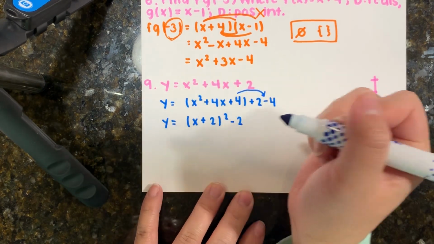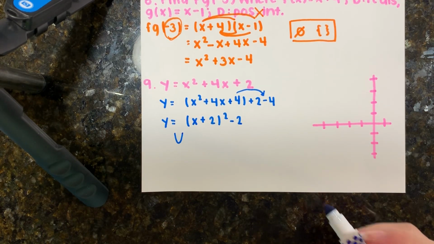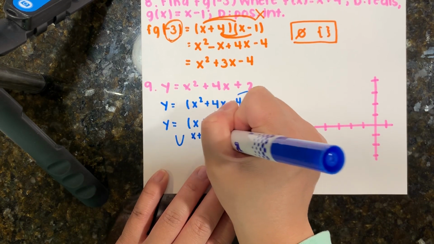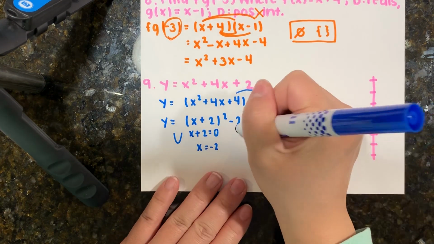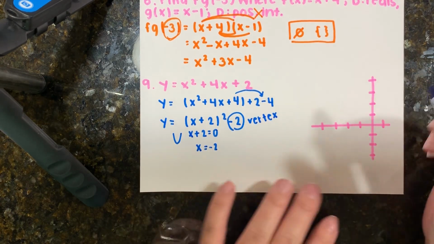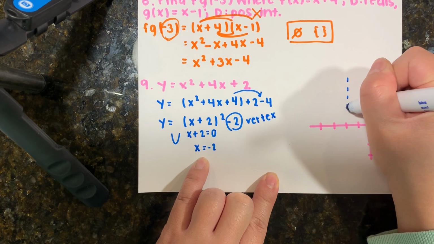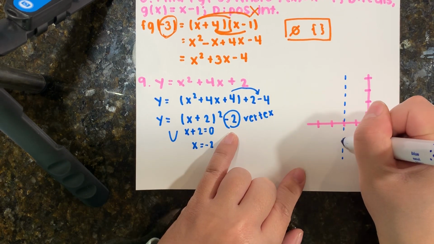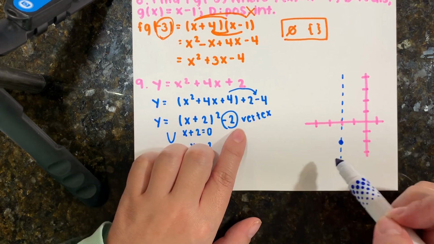This positive on the outside tells me that this is going to be a parabola that's going to open up. The x plus 2 squared is my axis of symmetry. So if I set x plus 2 equal to 0, that tells me my axis of symmetry is going to be at negative 2, and this will be my vertex. So at negative 2 on the x-axis, I'm going to have a dotted line right here. And then at negative 2, I'm going to have my vertex. So negative 2 is a dotted line, then negative 2 is where I start.